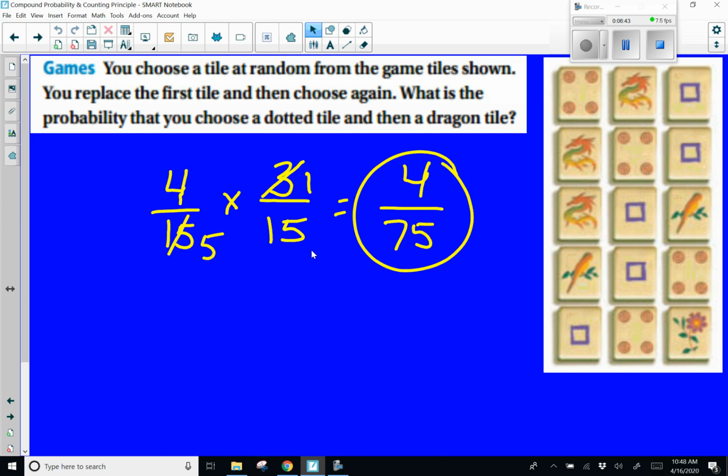So 4/15 times 3/15, as you can see, you can cross simplify with your 3 and your 15. They're both divisible by 3, leaving me with a 1 up top and a 5 on the bottom. And then we're just going to multiply across. 4 times 1 gives me 4, and 5 times 15 gives me 75. So your compound probability would be 4 out of 75.